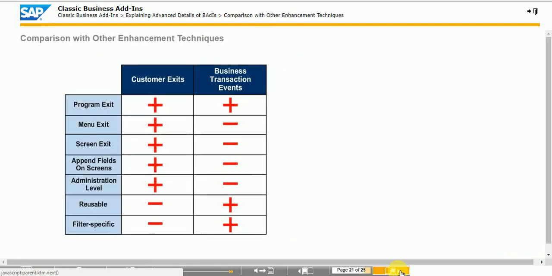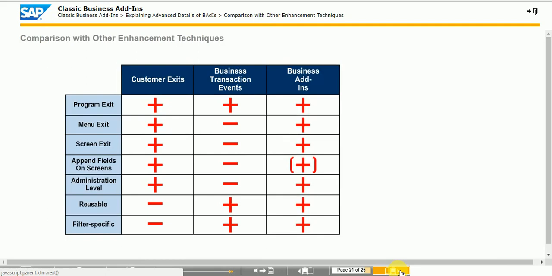BAdIs are a logical evolution of the conventional enhancement technique. They have taken over the administration layer from customer exits, along with the availability of the various enhancement components. The idea of making BAdIs reusable was adopted from business transaction events. You implement BAdIs using a consistent object-oriented approach.